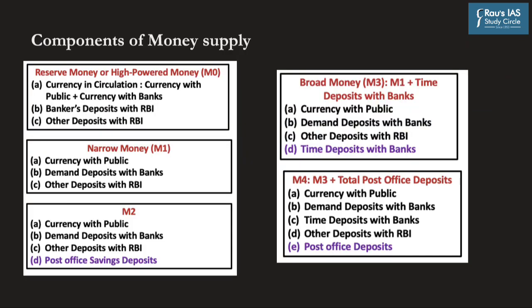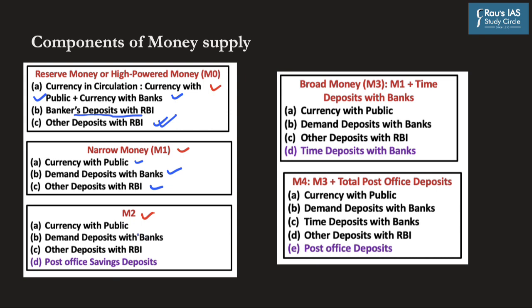Now another important aspect which you must know is regarding the components of money supply. And here these components are M0, M1, M2, M3 and M4. Now M0 includes currency in circulation, that is currency with public and currency with banks. It also includes bankers' deposit with RBI and other deposits with RBI. Whereas M1 includes currency with public, demand deposits with bank and other deposits with RBI. Moving to M2, it includes currency with public, demand deposits with banks, other deposits with RBI and post office savings deposits.